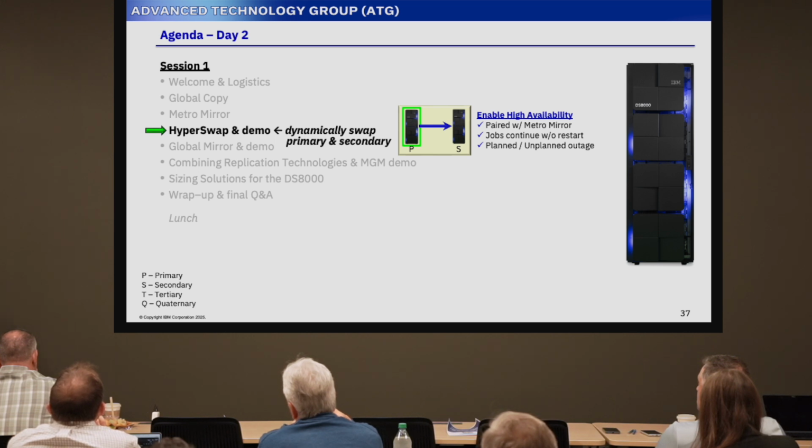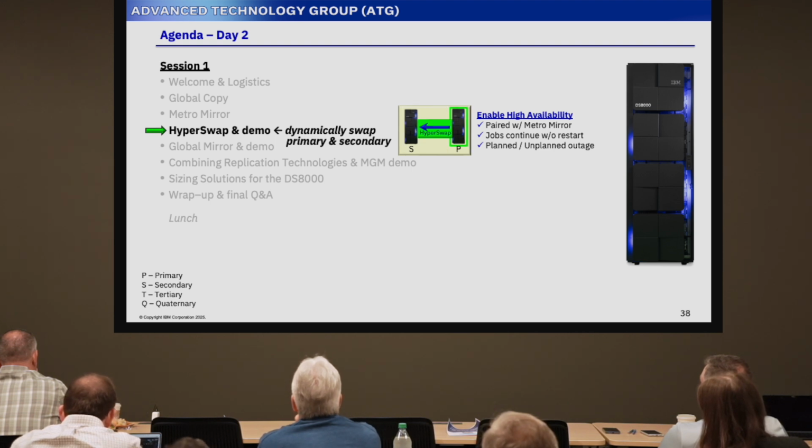The idea behind HyperSwap is so that jobs can continue without restart. So the swap will happen in a matter of seconds, and the jobs will just continue to run from where they were. And that's just showing where the primary and secondary are for a planned HyperSwap. I just reverse the direction.